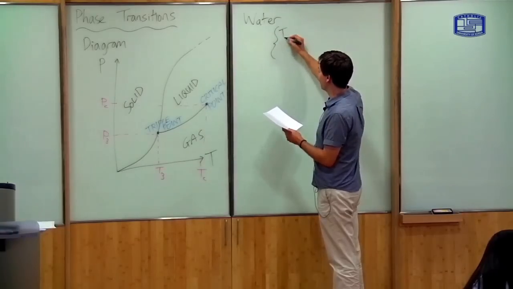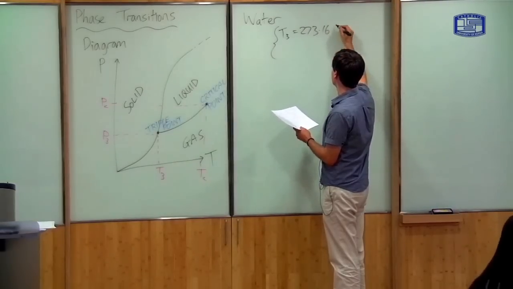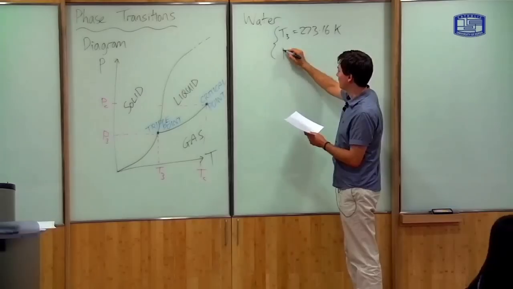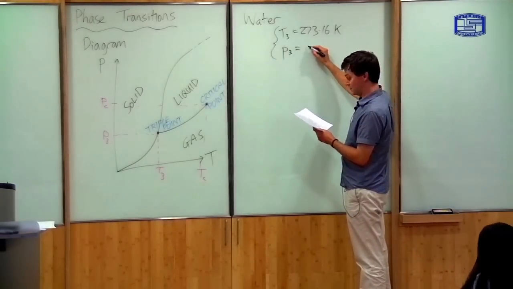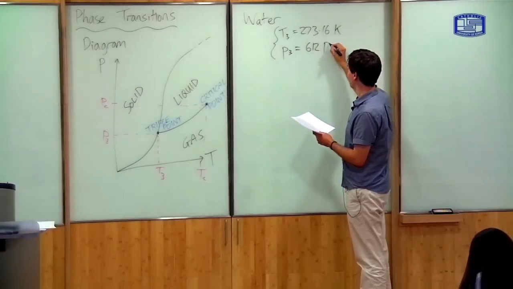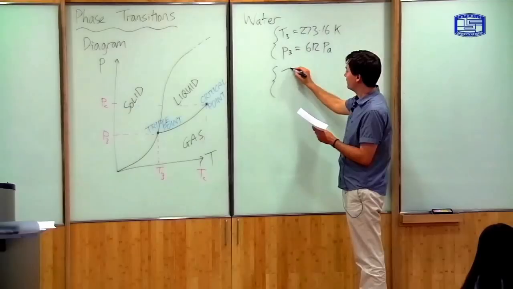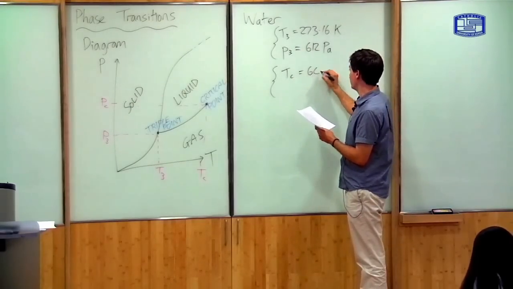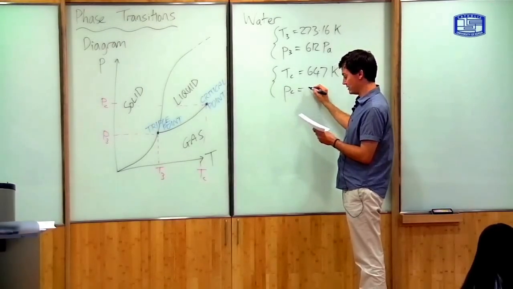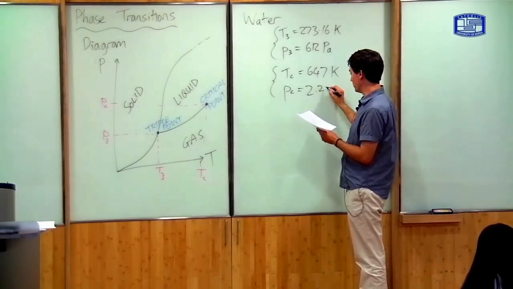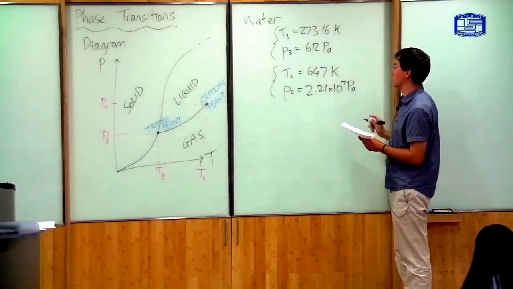that the triple point temperature is 273.16 Kelvin, and the triple point pressure is 612 Pascals. That's the triple point. And the critical point, the critical temperature is 647 Kelvin, and the critical pressure is 2.21 times 10 to the 7 Pascals.